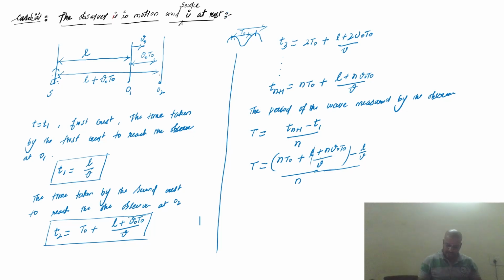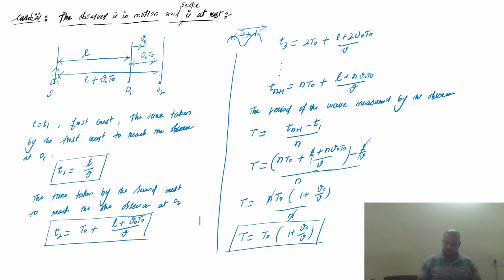So we can cancel this L by V and L by V. The measured time period will be equal to, we can take the n t naught outside of the bracket, so it will be equal to 1 plus v naught by V, the whole divided by n. We can cancel this and this one. The measured time period by the observer will be equal to t naught times 1 plus v naught by V. So this is the period measured by the observer.